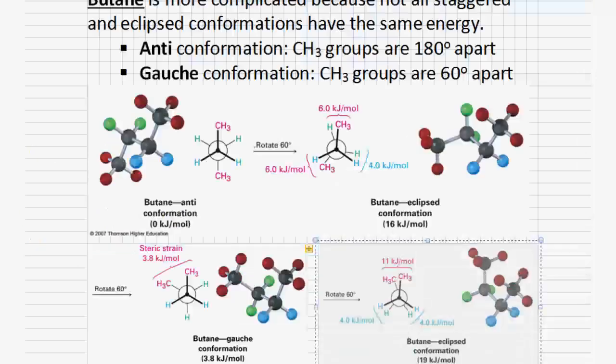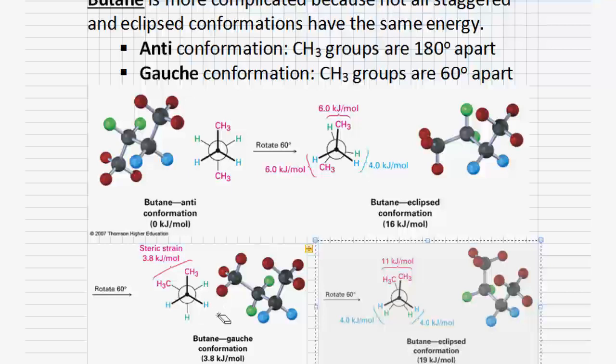If I rotate one of these carbons by 60 degrees, I now have an eclipsed conformation where instead of just having one CH3-H interaction as in propane, I now have two CH3-H interactions. So this is obviously an unfavorable interaction because the groups are right on top of each other. They're covering each other up. It's called eclipsed. So that's going to be unfavorable.